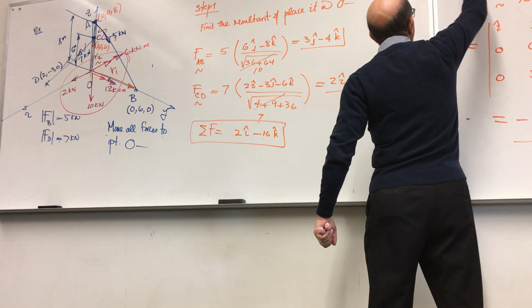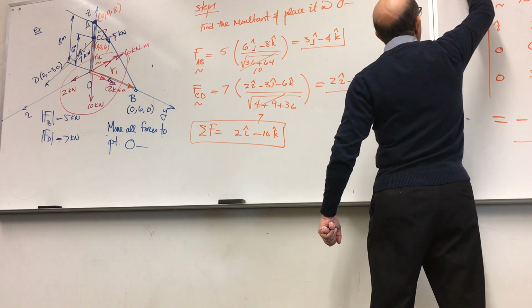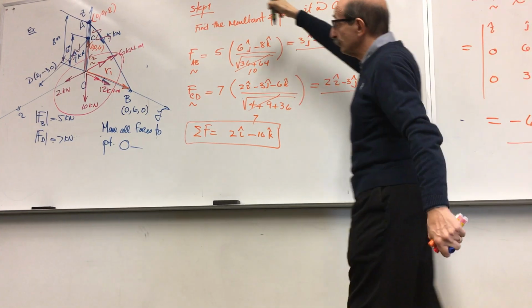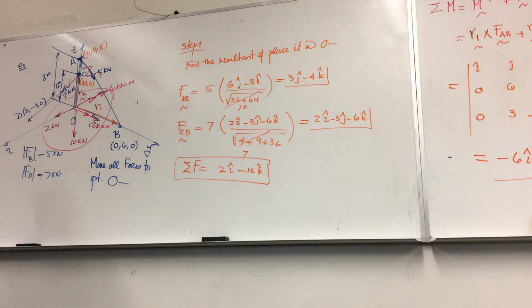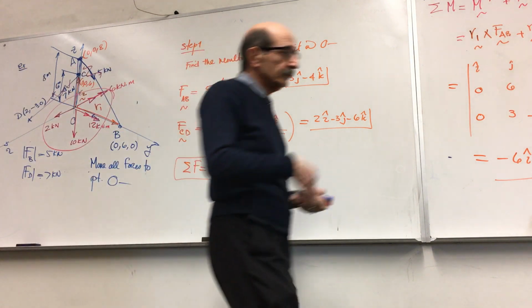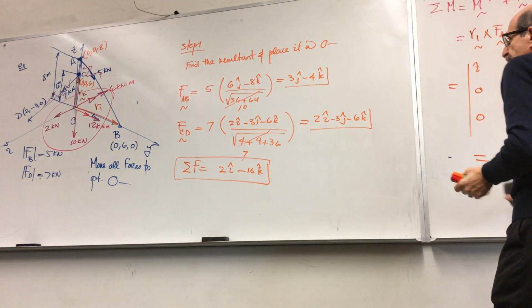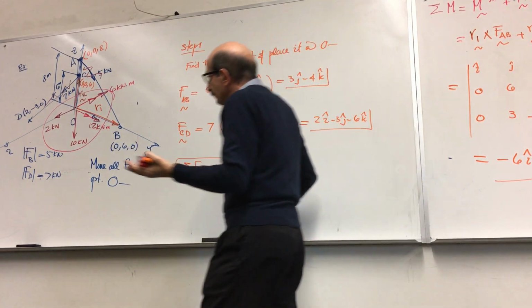So step number one was finding the resultant force, put it there. And step number 2 was find the moment of each force about that new point, add them all up, put it there, which is what we did. Any other questions? I'll do another problem, which is basically the same concept.